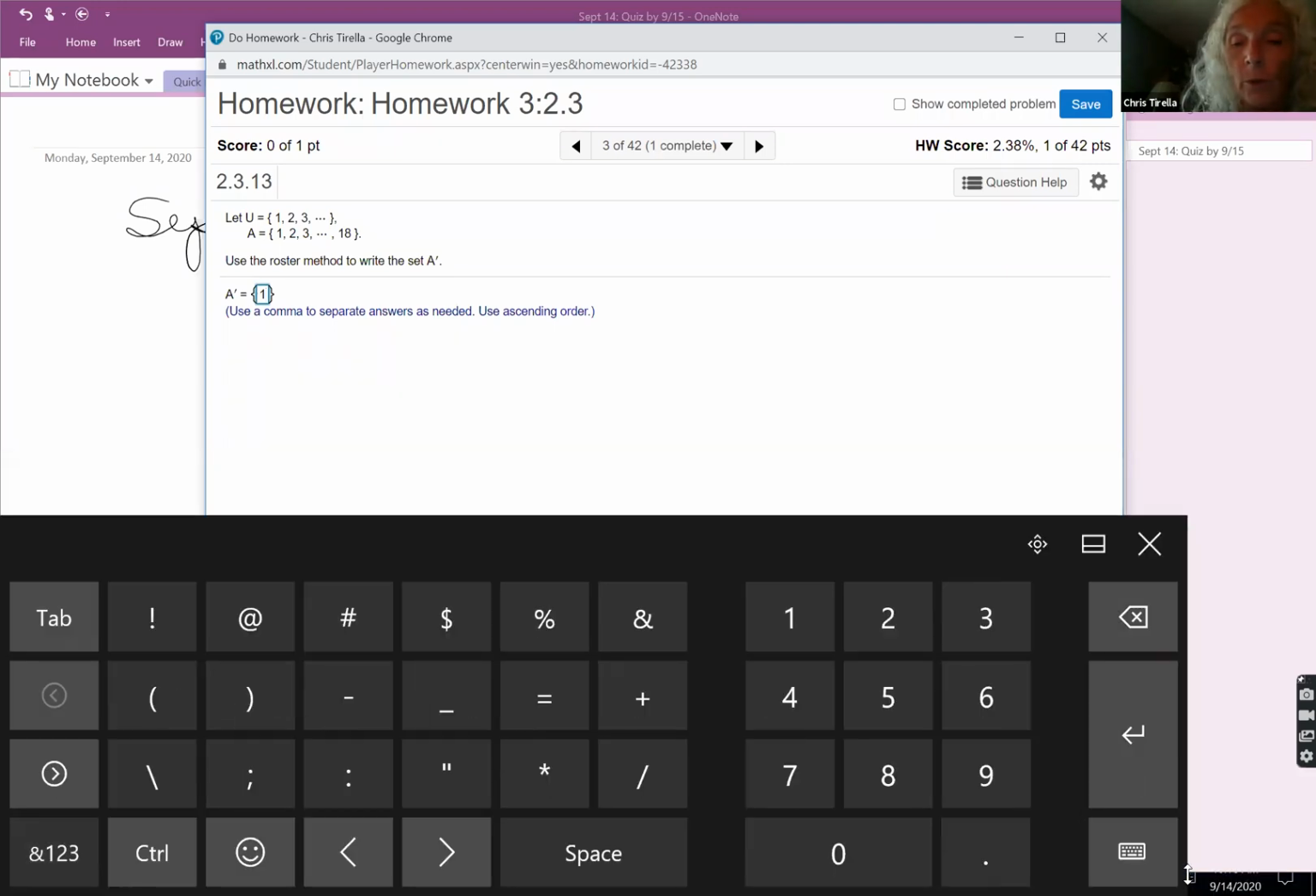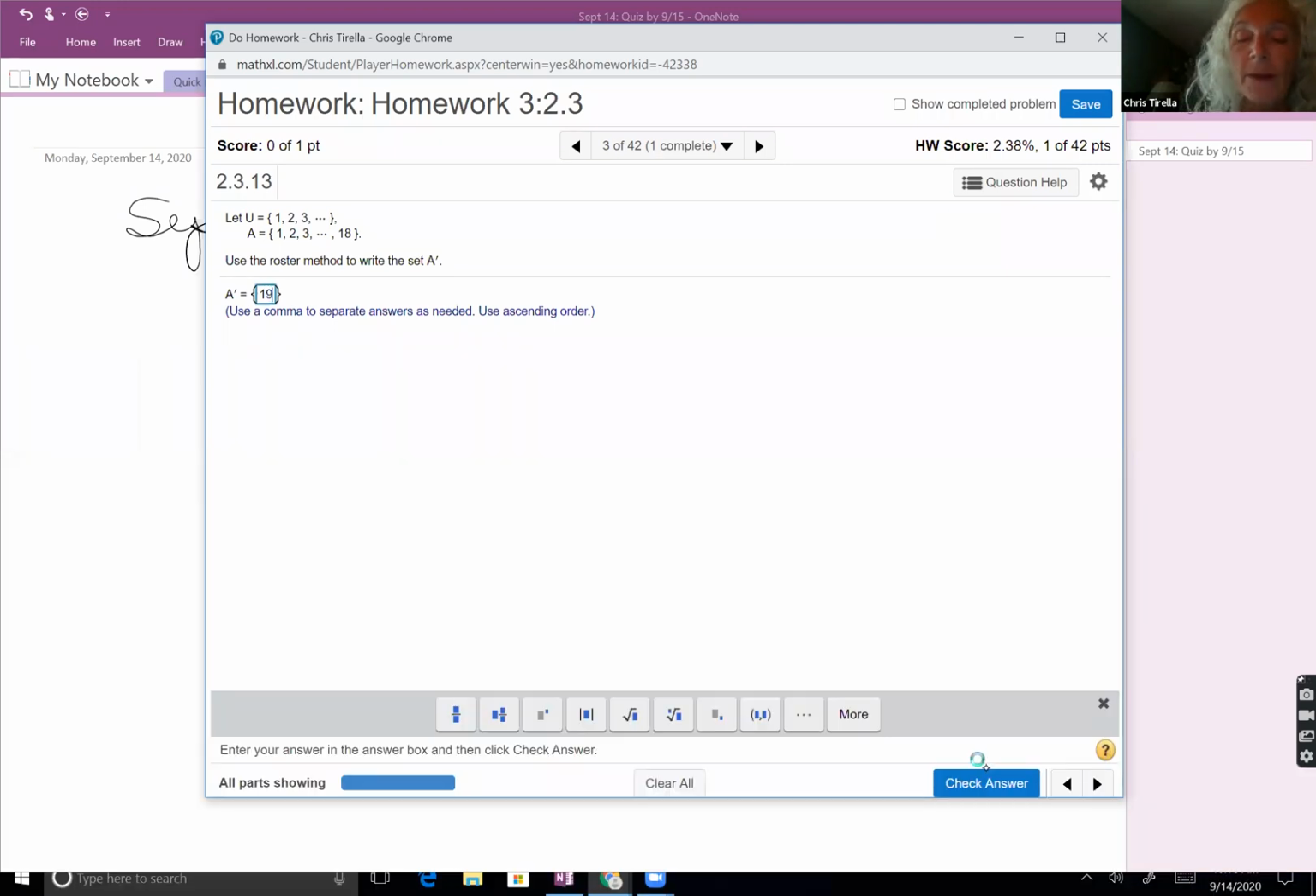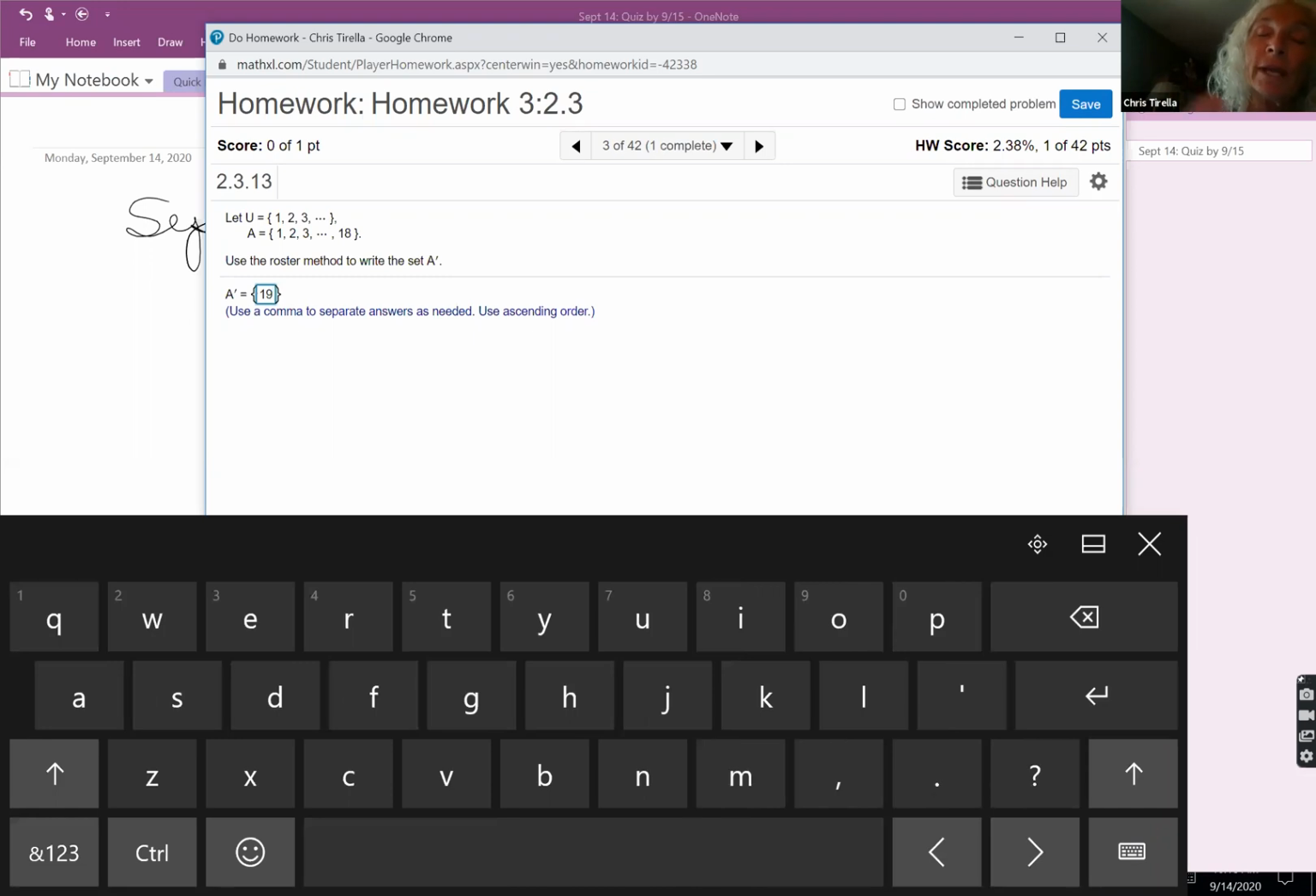So it would include 19, comma, 20, comma, and then you'd have to do the dots, because the universal set is infinite, so it would be an infinite set in the complement. It's just that because the set is 18 and lower, its complement would be 19 and higher. All right?